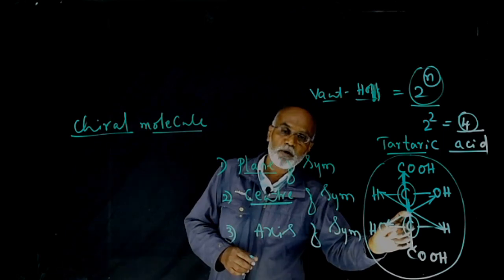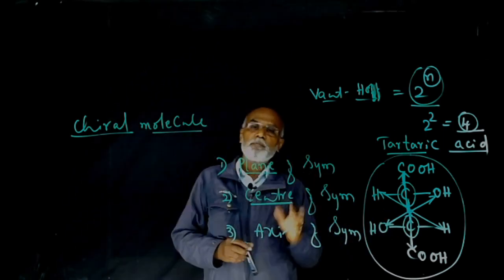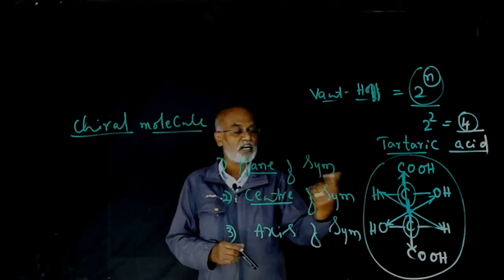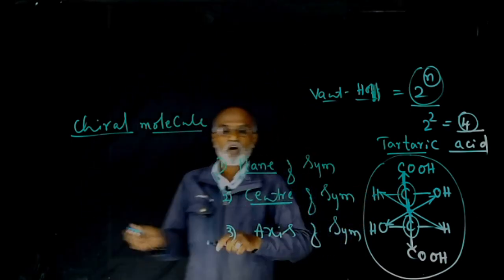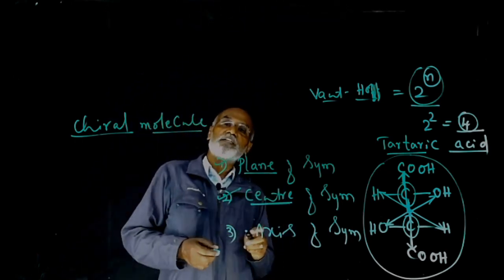Starting from one center point in the given molecule, when we move equal distance in the opposite direction, when we are able to meet the identical atoms or groups, then the molecule is said to possess center of symmetry. So after knowing plane of symmetry and center of symmetry, the third one is axis of symmetry.